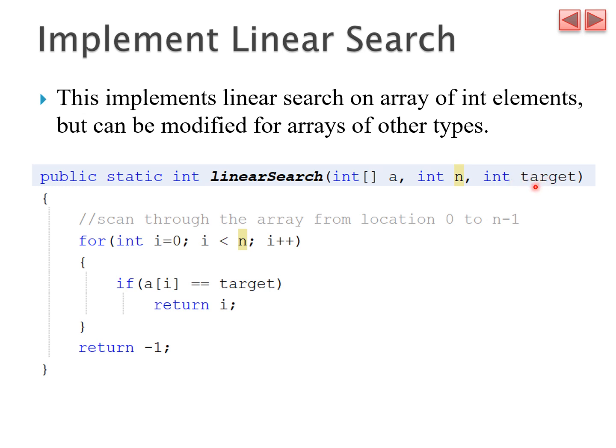The method body has a simple for loop that goes through the elements of the array parameter from index 0 to index n minus 1. For each element, it checks if the element equals target, and if so, it returns the index of that element. Then it returns minus 1 after the for loop. The output value of minus 1 indicates that no element is found. If an element is found, the output value would be non-negative.